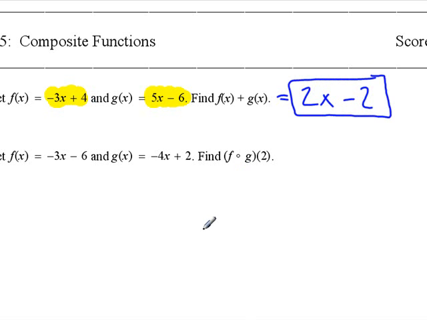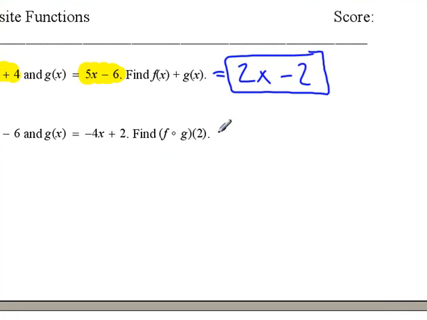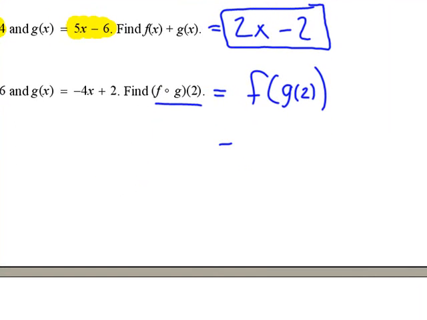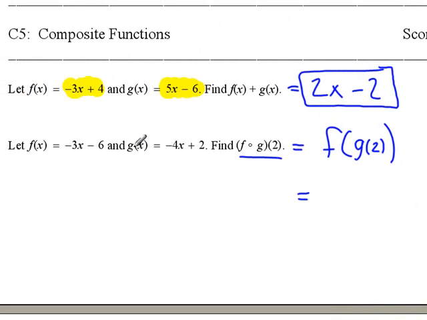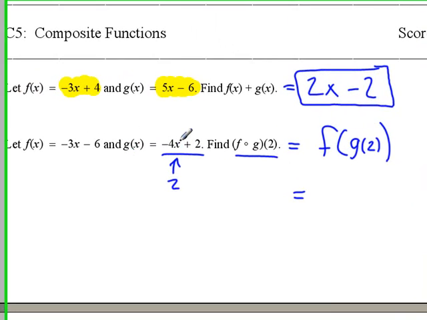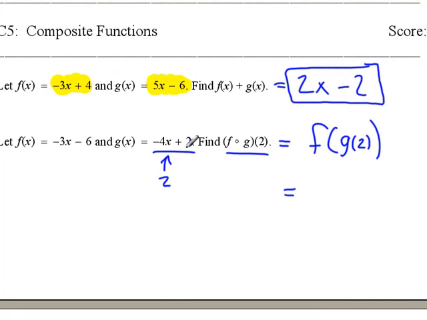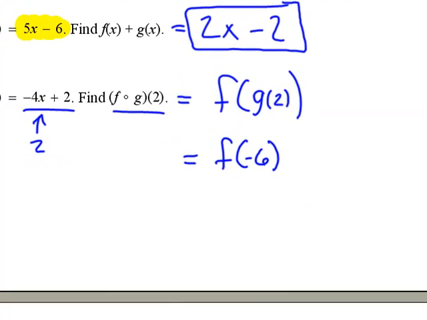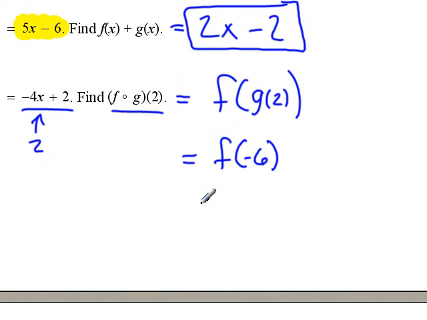Just combine those together. Number 18 asks us to find f of g of 2. I prefer this notation to that notation. They mean exactly the same thing. You would do exactly the same thing to solve. So what we're going to do here is find g of 2. So go to the g function, find it, it's right here. Put 2 in for x and see what you get. Well, negative 4 times 2 is negative 8. Plus 2 is negative 6. So g of 2 is exactly the same as negative 6.